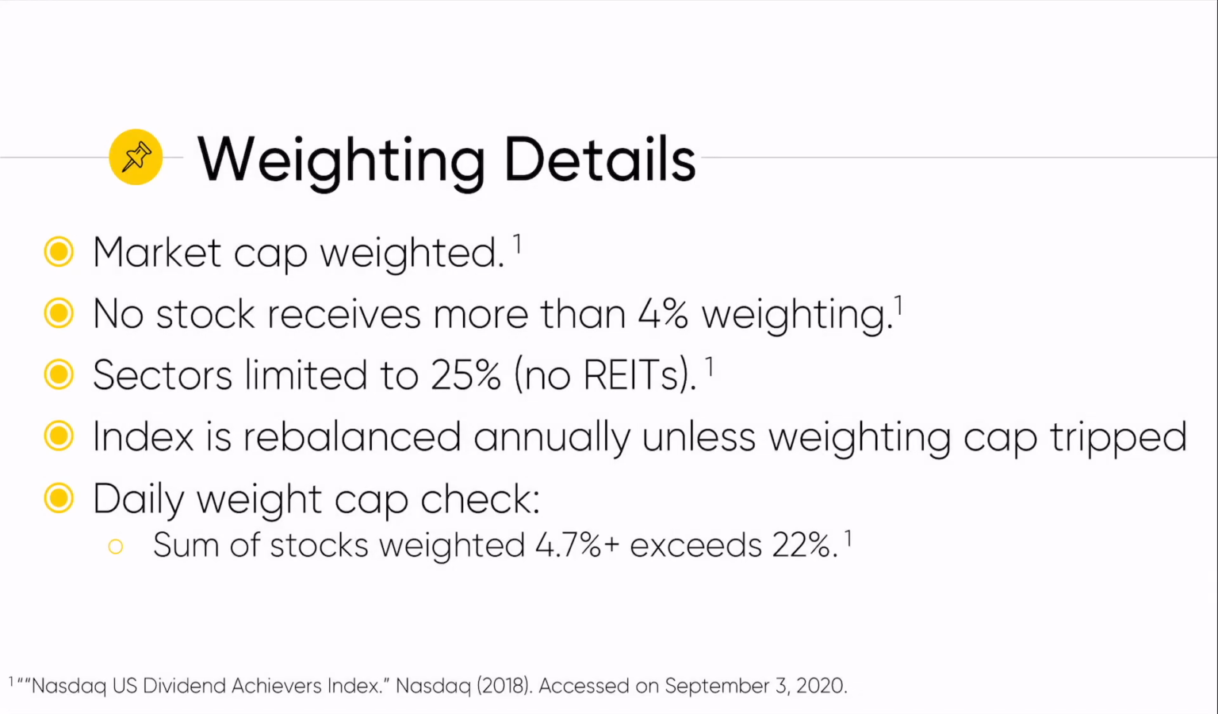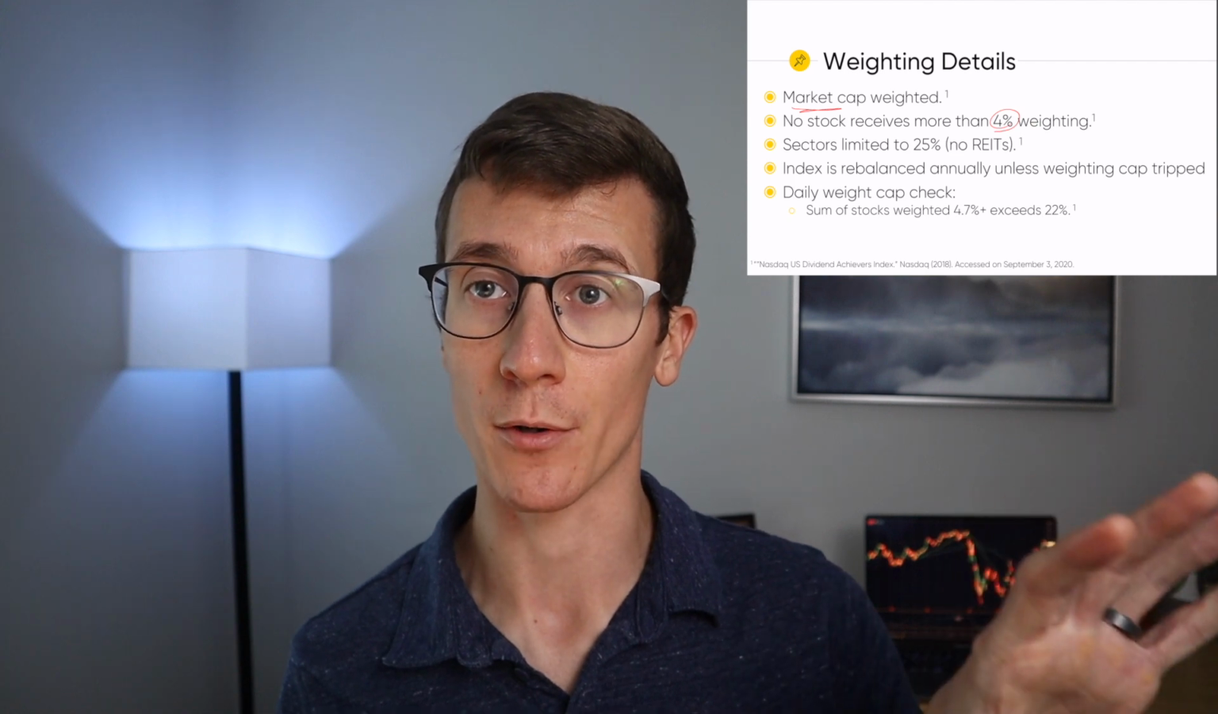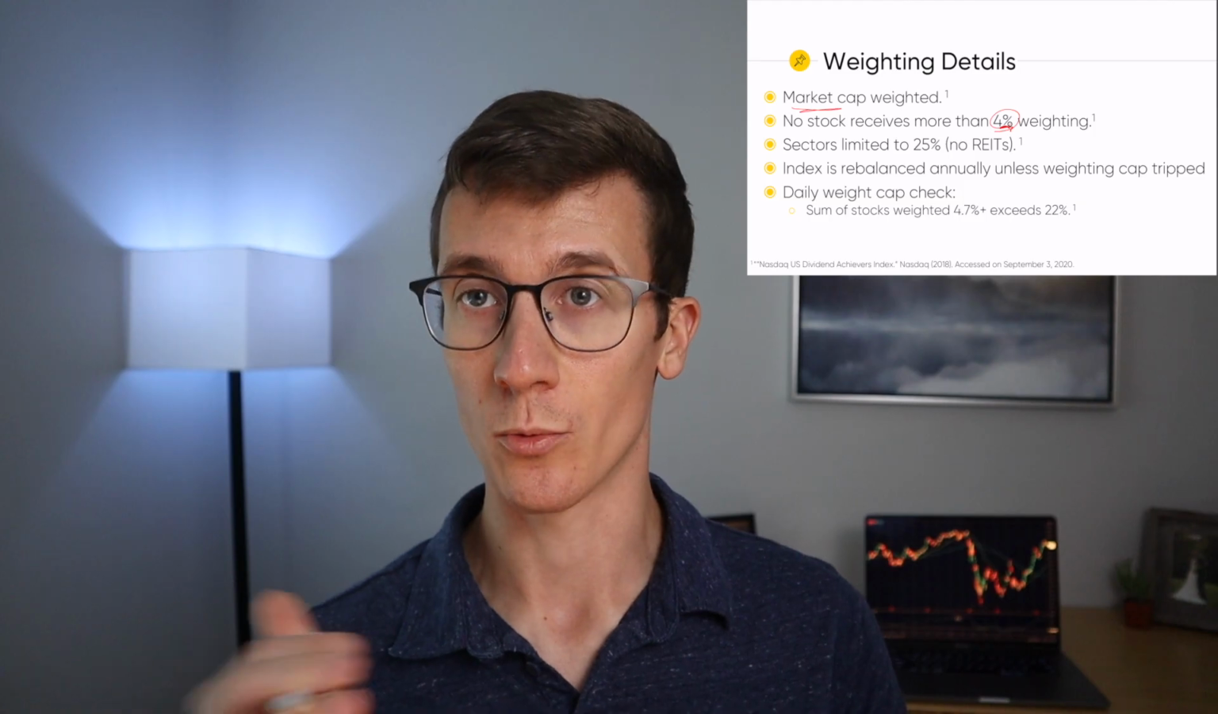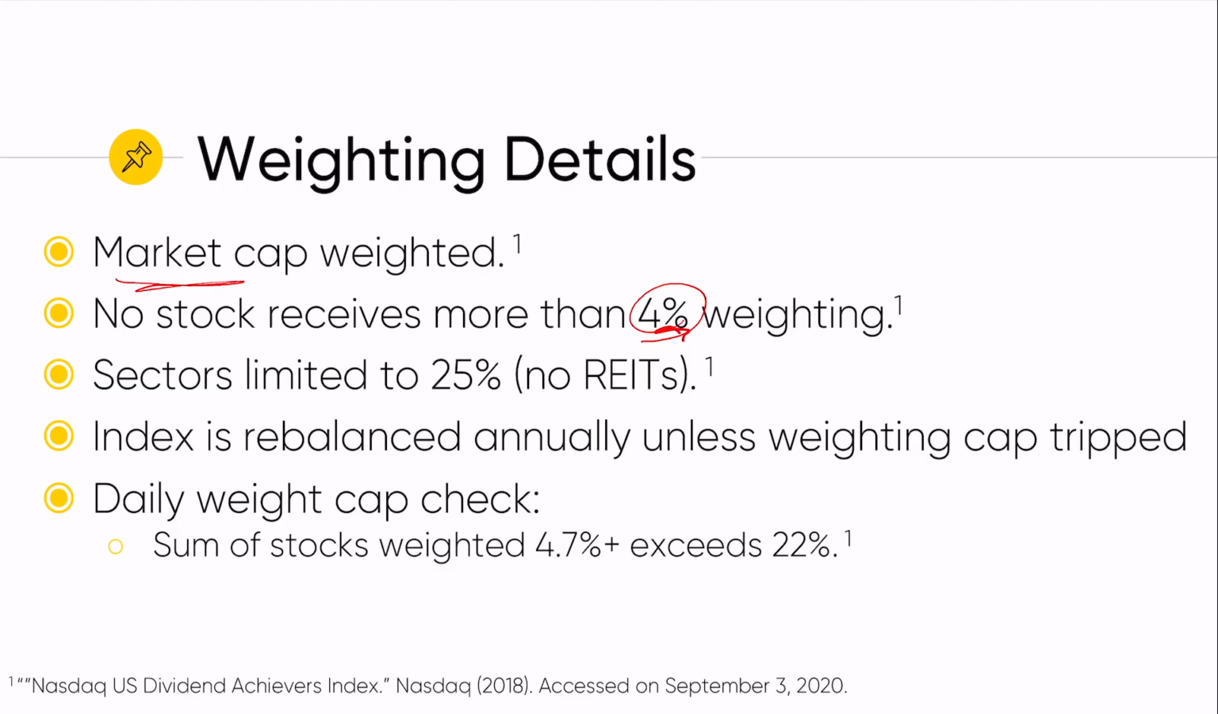Then those stocks are weighted according to market cap. There is no stock that's able to receive more than a 4% weighting. So Apple, for example, in a portfolio of any 100 stocks, Apple is going to be a huge percentage of the total market cap of that portfolio. So to prevent that from being, say, a 20% weighting, they do cap them at 4%, and then they'll recalculate the market cap calculation based upon that adjustment. The sectors are limited to no more than 25%, and of course no REITs are there.